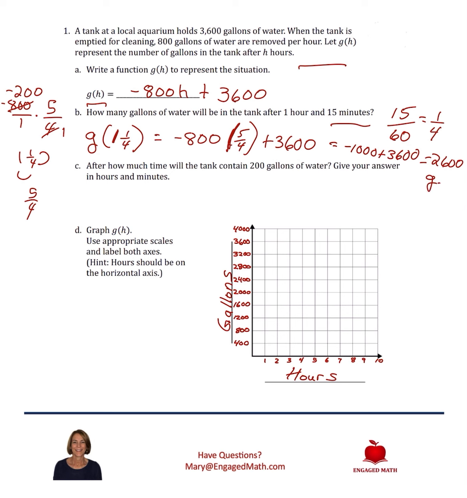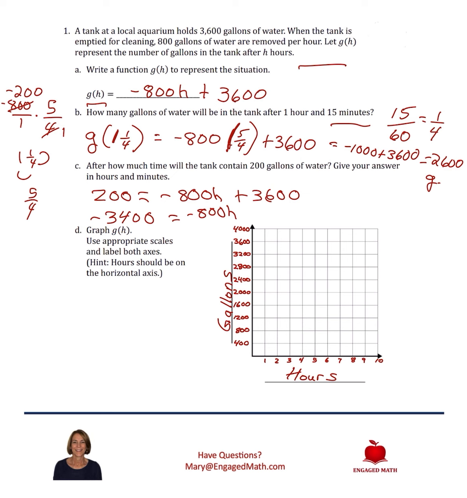After how much time will the tank contain 200 gallons? So now we know what G of H is, so we're going to put 200 in for G of H. And we're going to solve this time for H, so we're going in the other direction this time. Okay, so the 200 went in for G of H. We are going to subtract 3,600 from both sides. I'm not going to show that step, but we know that if we subtract 3,600 from both sides, we get negative 3,400 equals negative 800H.